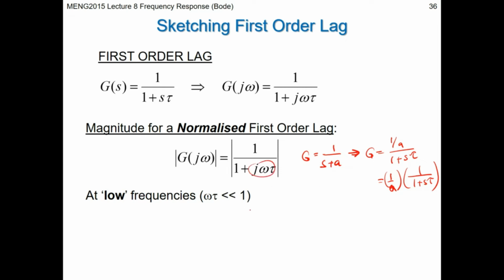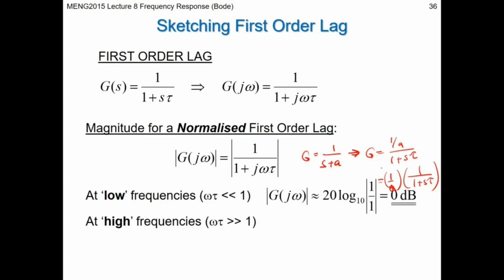And then our S converts to J omega because we're substituting J omega for our S's. And then we can say, well, what happens at very low frequencies for this normalized element? Ignoring the gain part of it, we're just looking at the normalized part of that term. If we have very low frequencies, then this is going to go towards 0. So that means it's going to be 1 over 1, which is 1. And if we take 20 log 10 of 1, then we're going to have 0 decibels, because the log of 1 is 0.